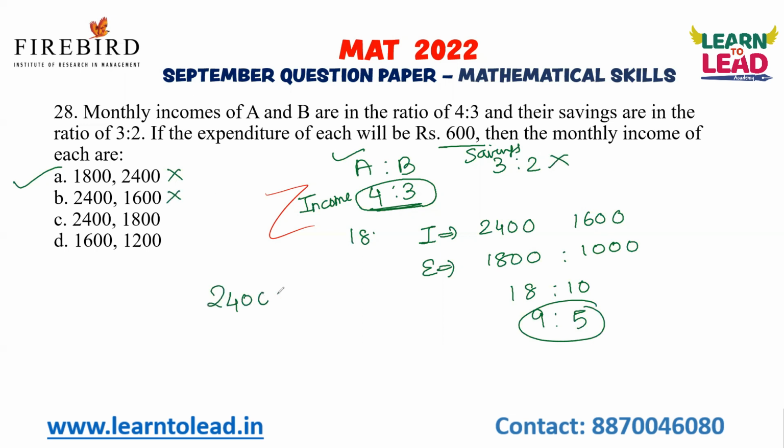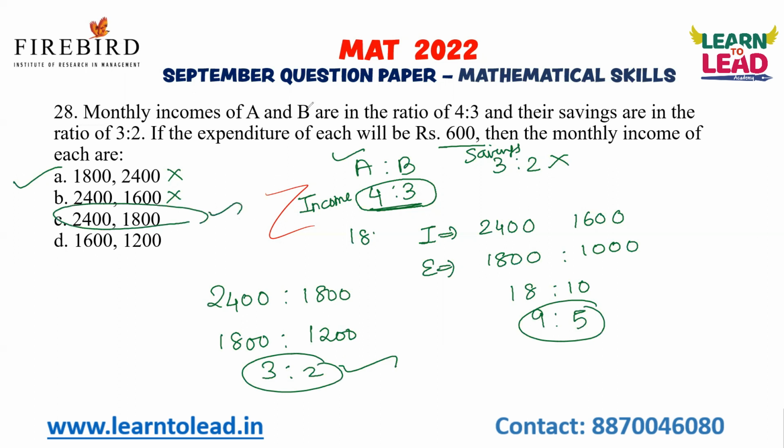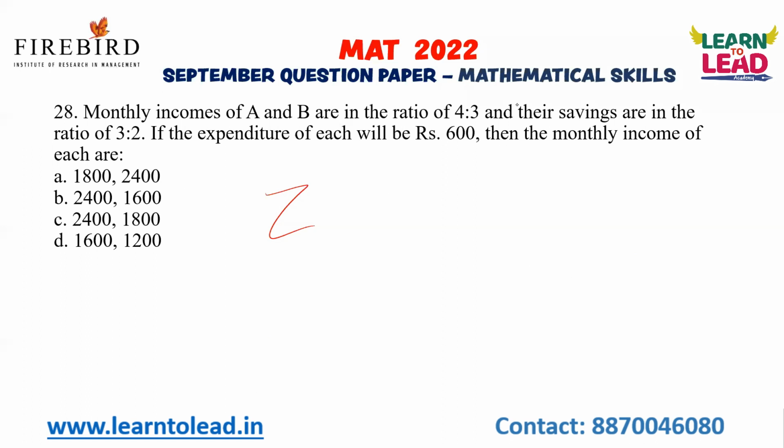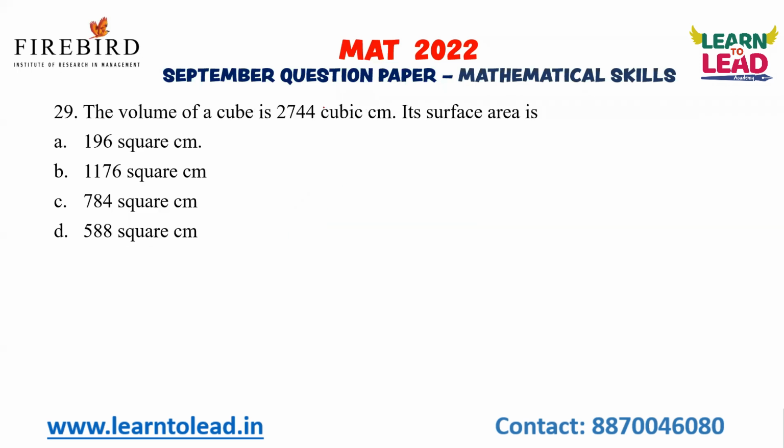If I take 2,400 and 1,800 and reduce the expenditure value, it is what? 1,800 and 1,200. So the ratio becomes 3:2. It is the savings ratio which is given in the question. So option C is the correct answer. Okay, option C is the correct answer. So try to go from the basic problems, right? These kinds of questions, you can solve from the options.